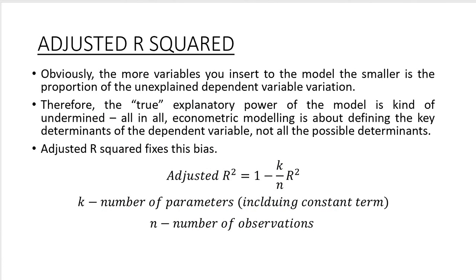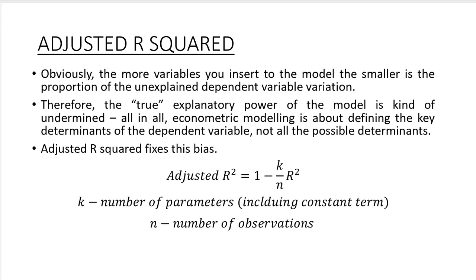However, there is a trick related to r², and the trick is that if you add more variables, then your model will be better in terms of its ability to explain the variation in the dependent variable. However, the true explanatory power of the model is kind of undermined. So you have to determine the key determinants of the dependent variable, not all the possible determinants. If you use adjusted r², you can easily fix this bias.